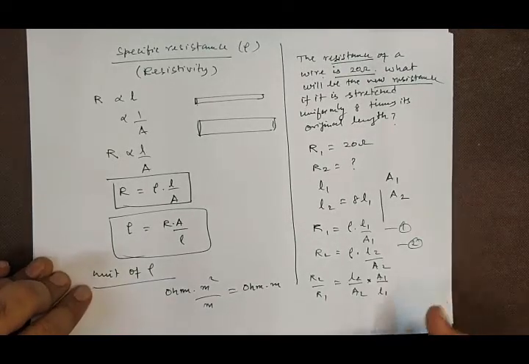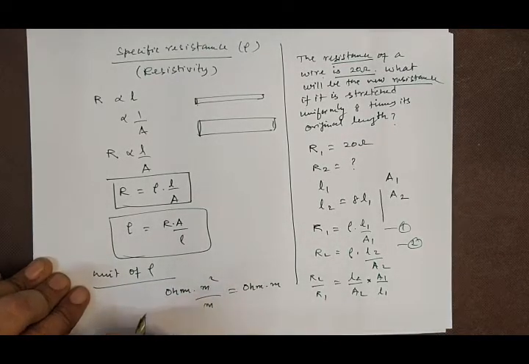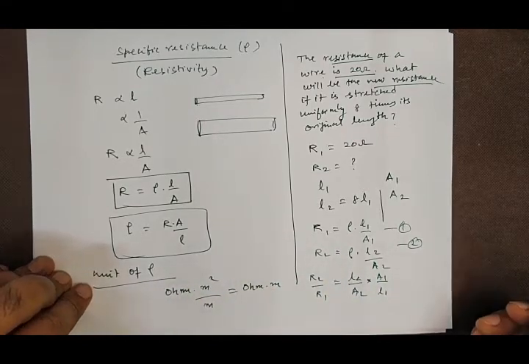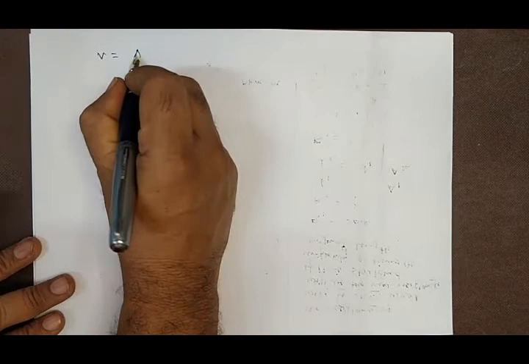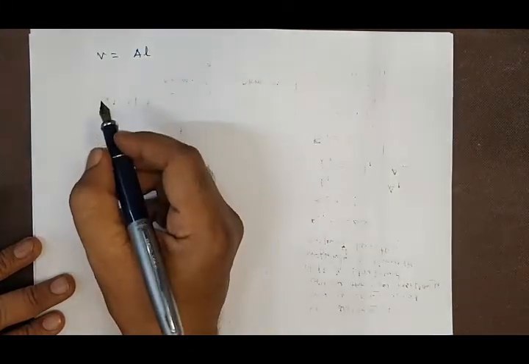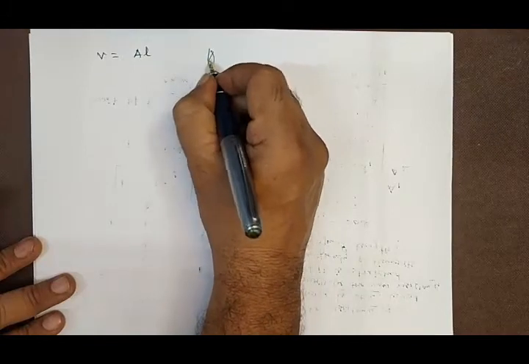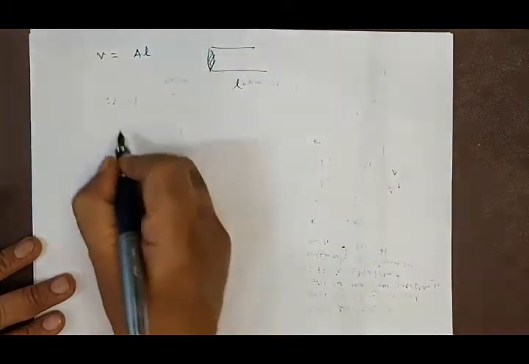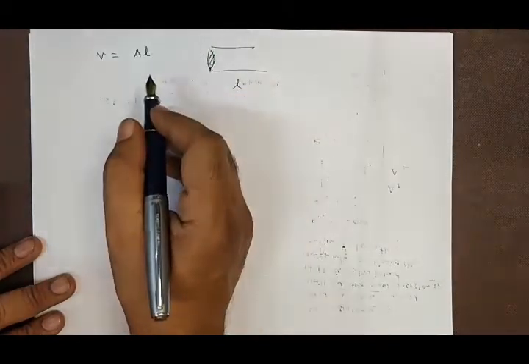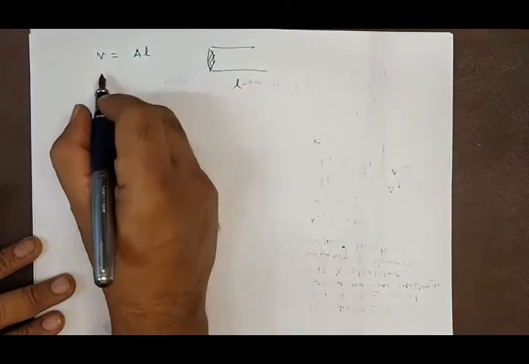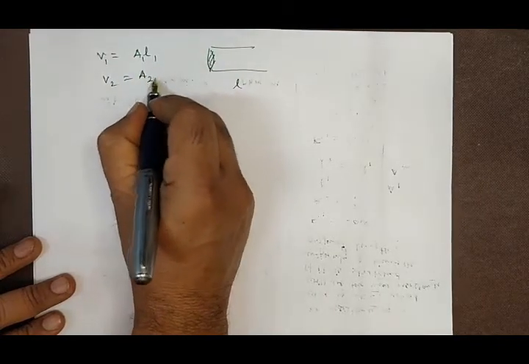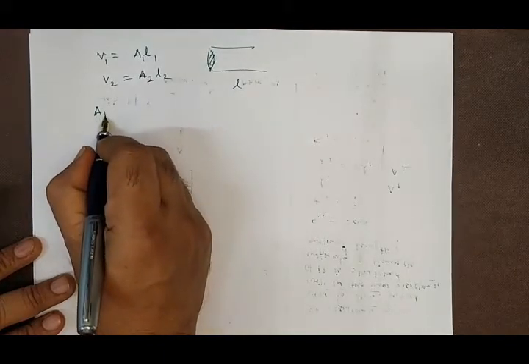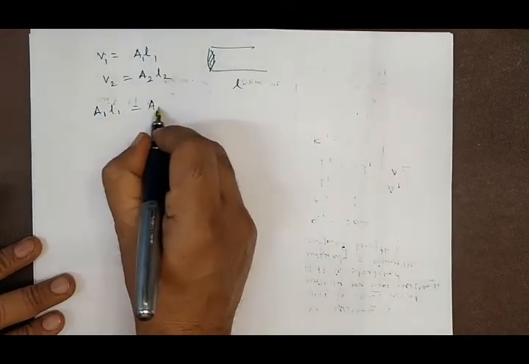Now its volume remains unchanged. You have to note down this point. Now, what is volume? Area of cross section into length. That is volume. We use the same material. Volume is not changed. So in that case, let me have V1 is equal to A1 L1, V2 is equal to A2 L2. In that case, A1 L1 is equal to A2 L2. Am I right?